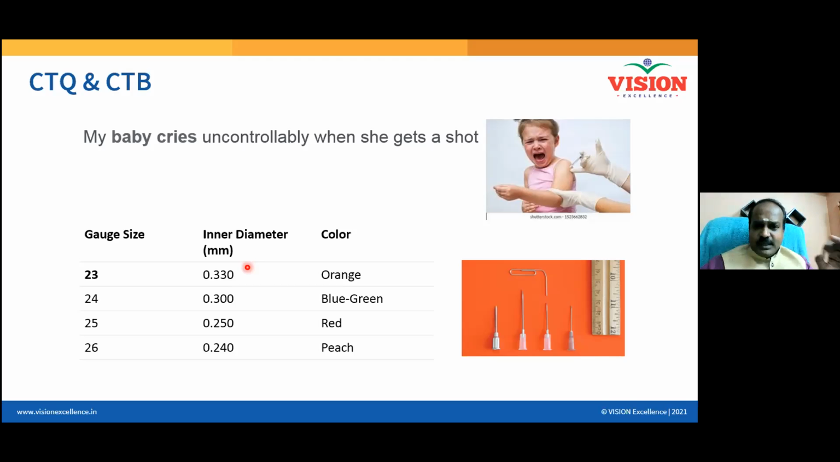If you fail to identify the correct CTQs, whatever you do, the problem will remain as it is. Am I correct or not? Right? Correct. And that's how, for any problem which you want to solve, you should be able to identify the CTQs. CTQs are nothing but measurable metrics.